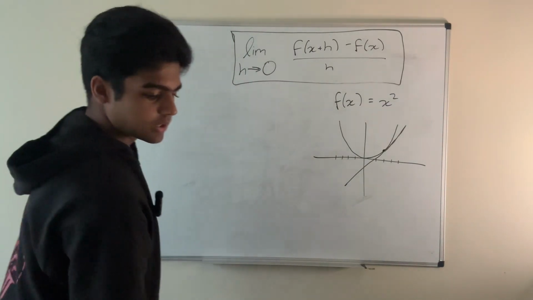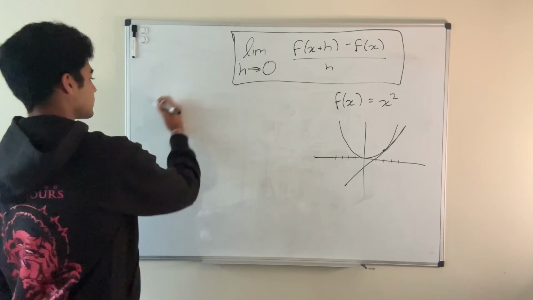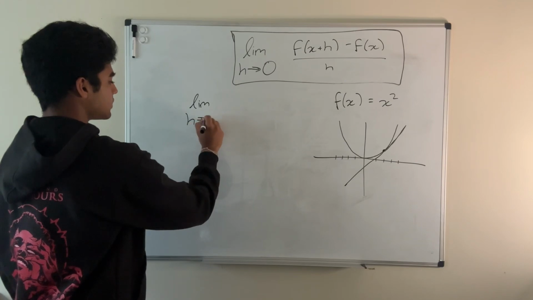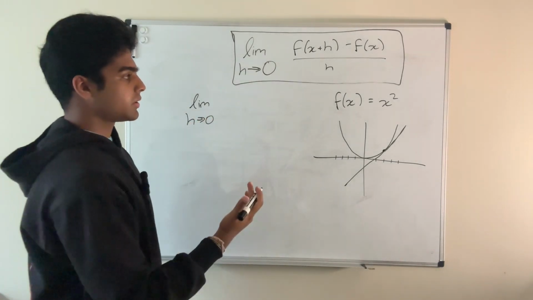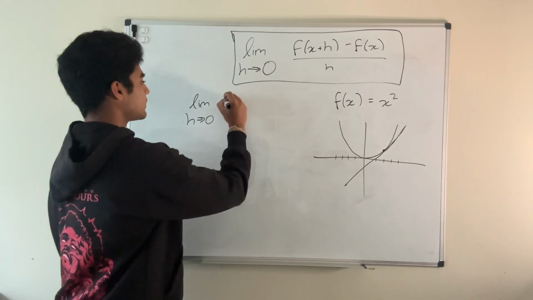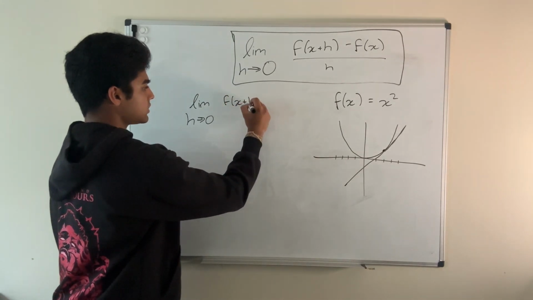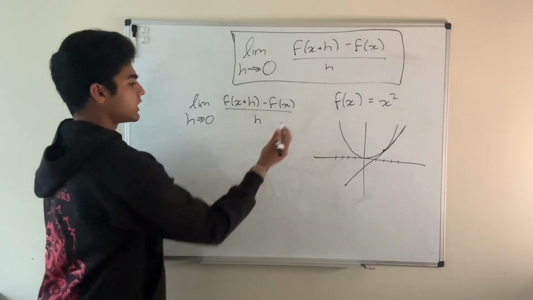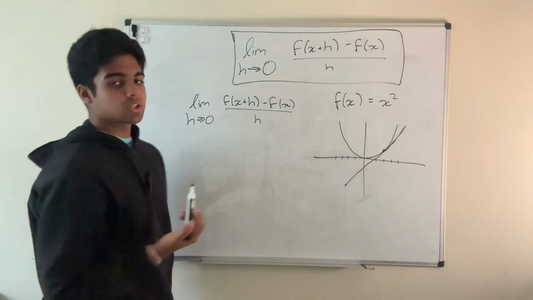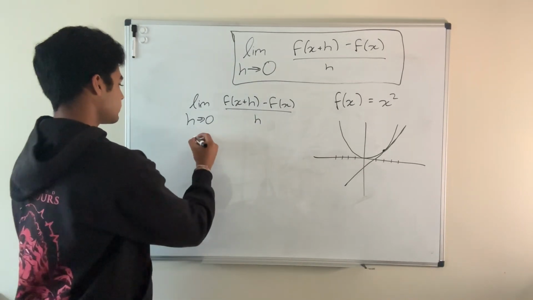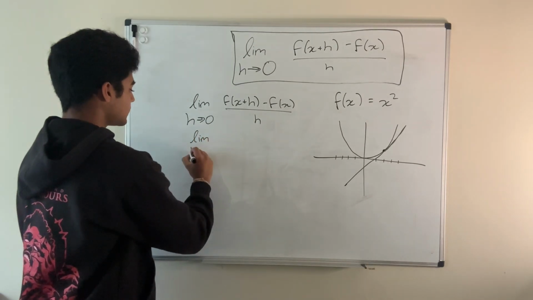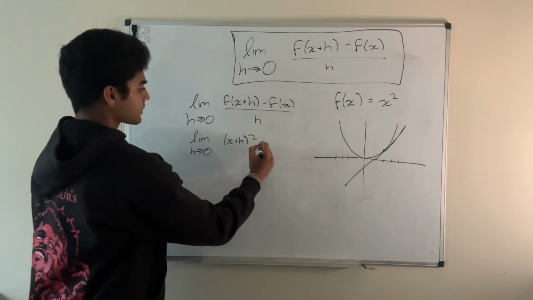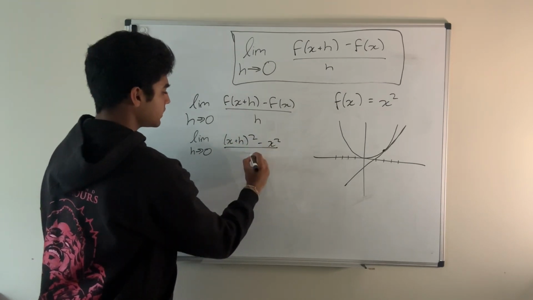So we can also just do it with the function, right? So if we have the limit as h approaches 0, and we have the function f of x, so we have f of x plus h minus f of x over h, right? This is just rewriting here. And we know that our f is going to be x squared. So we can substitute that right here. So the limit as h approaches 0, so (x plus h) squared minus x squared all over h.